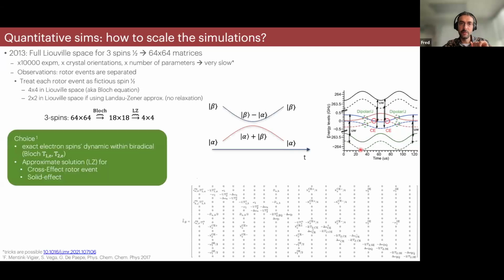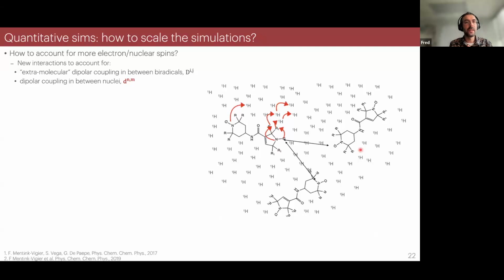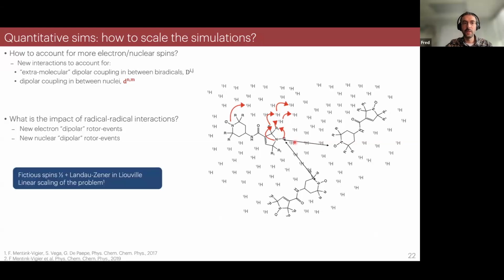I think I'm going to just skip what's going on here in the interest of time, but I will just mention what's going on. If you add more spins, then you have more dipolar couplings. You have dipolar couplings occurring between radicals, and you have dipolar couplings occurring between protons. And those additional dipolar couplings will induce new dipolar rotor events that you need to factor into the simulations. So using an approach where I use fictitious spin 1/2 and something called Landau-Zener approximation and applying it in Liouville space, I managed to get a linear scaling of the problem.